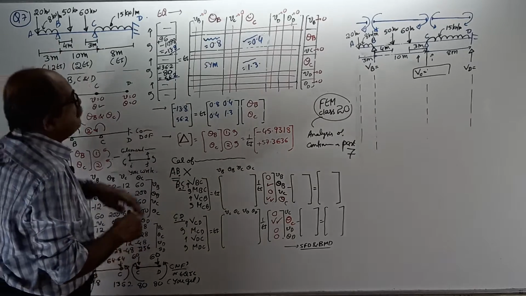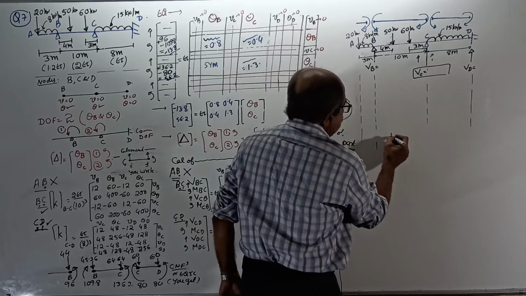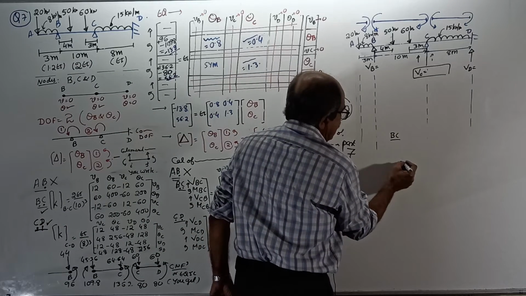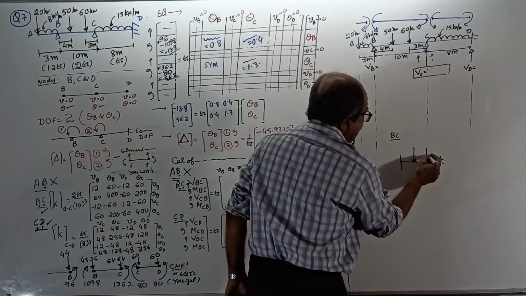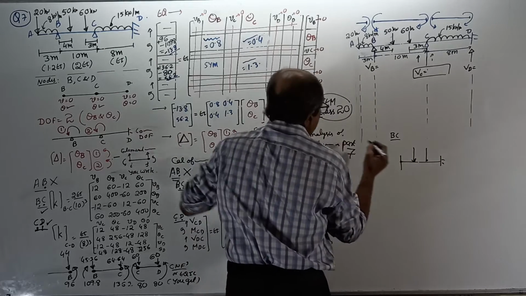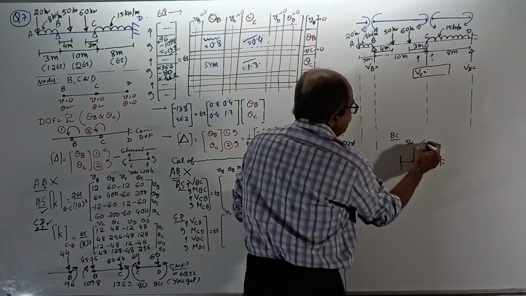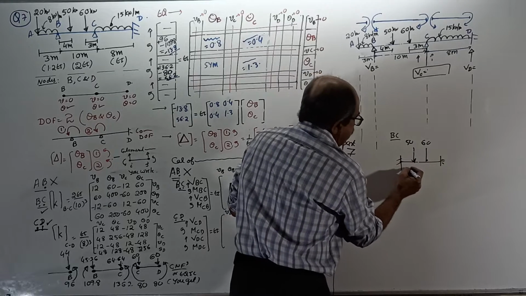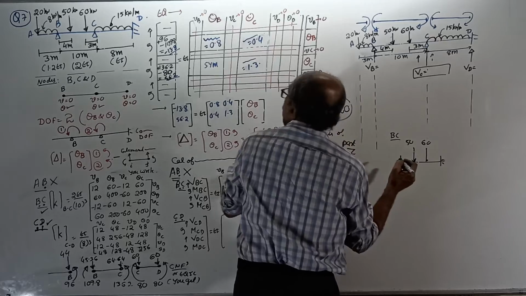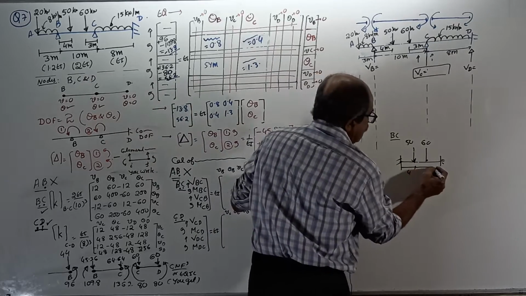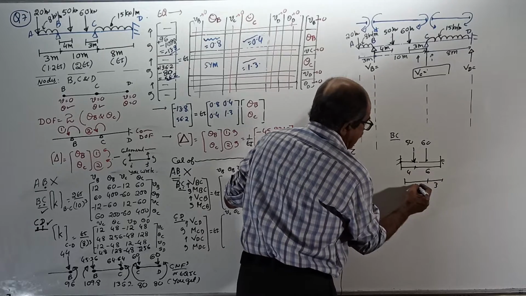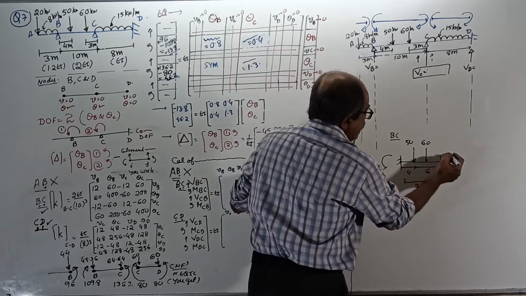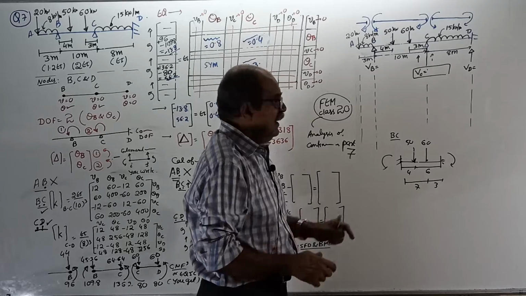And for the BC span, I will tell you here, just for those who are not understanding. See, in the BC span, there are 2 point loads. First load is 50, second is 60. Do one thing. 50 is from what distance? 4 from here. If that is 4, this is 6 meter. 60 is 3 from here and 7 here. These are the moments.